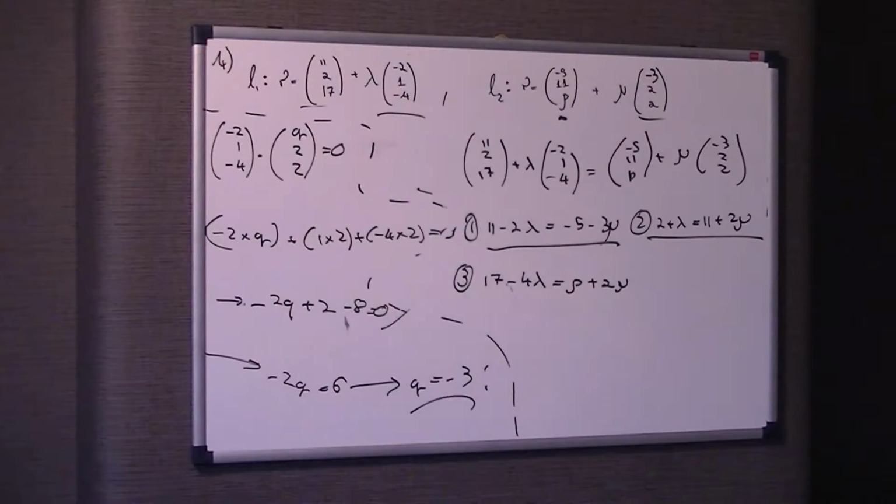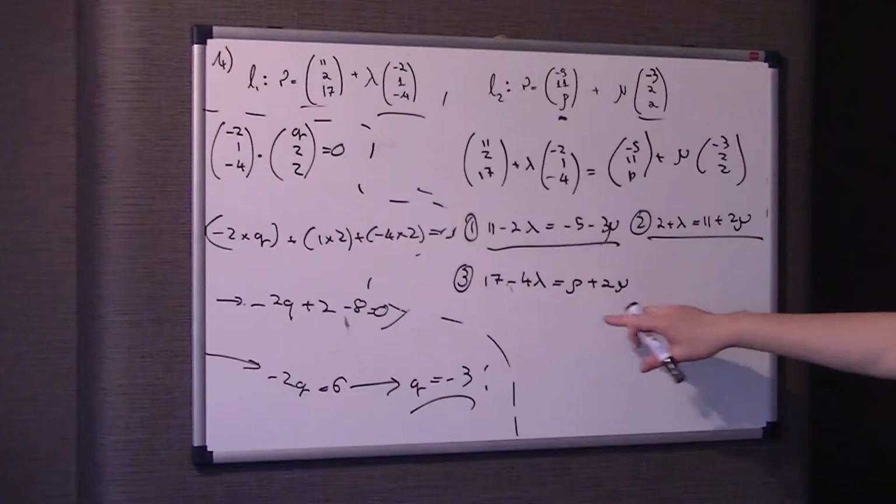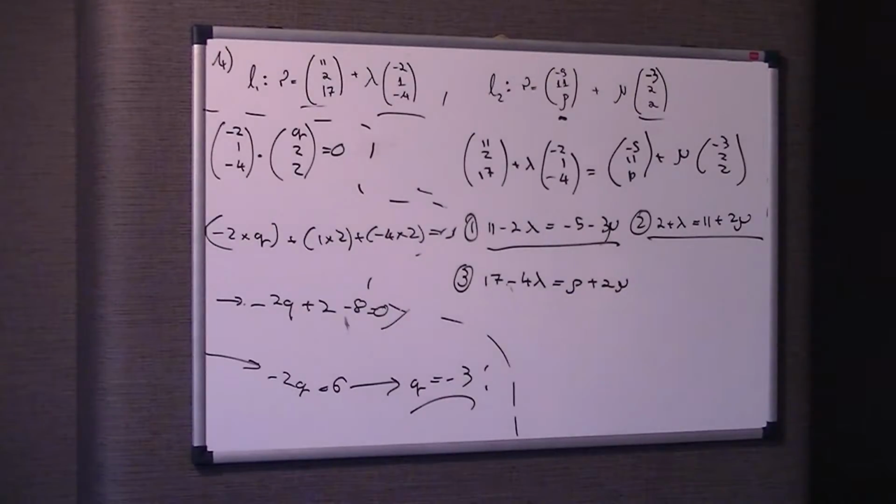For the moment, I'm just going to ignore equation 3, because obviously we've got 3 unknowns here, lambda, p and mu. I'm also trying to work out p, so if we could work out p straight away, there's no point faffing around with all this business. But we're told the lines intersect, and that's kind of a key bit really here.